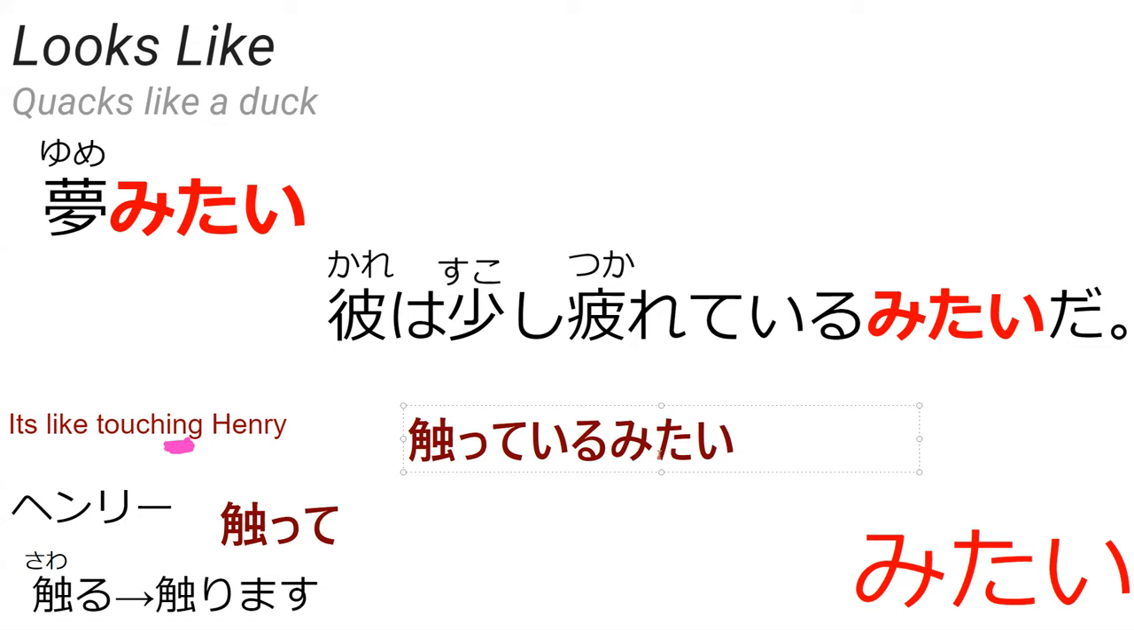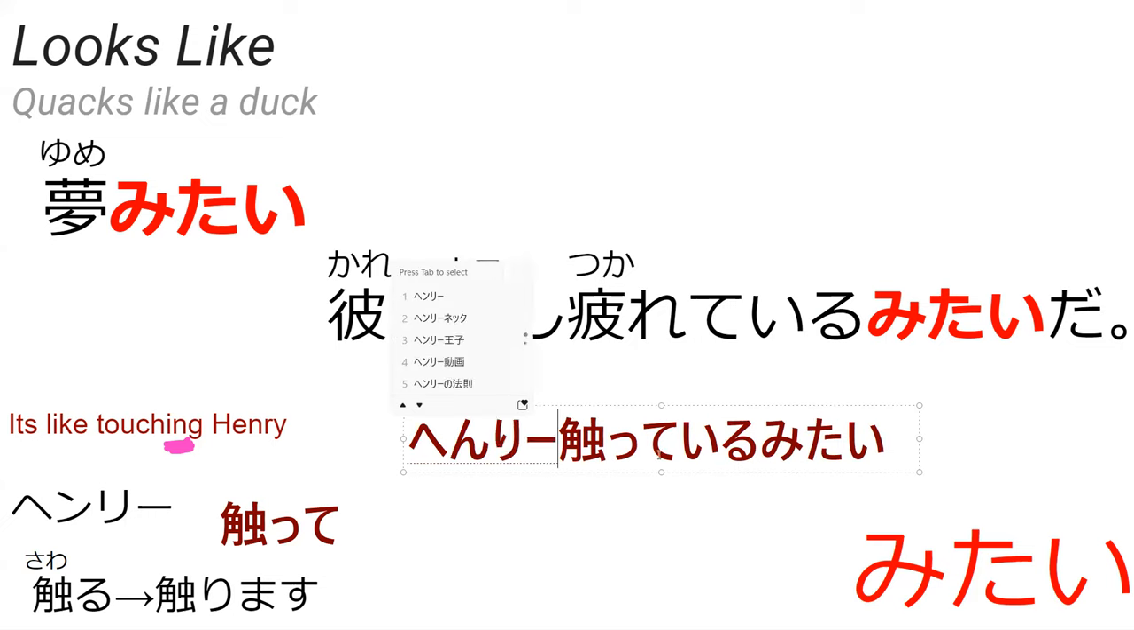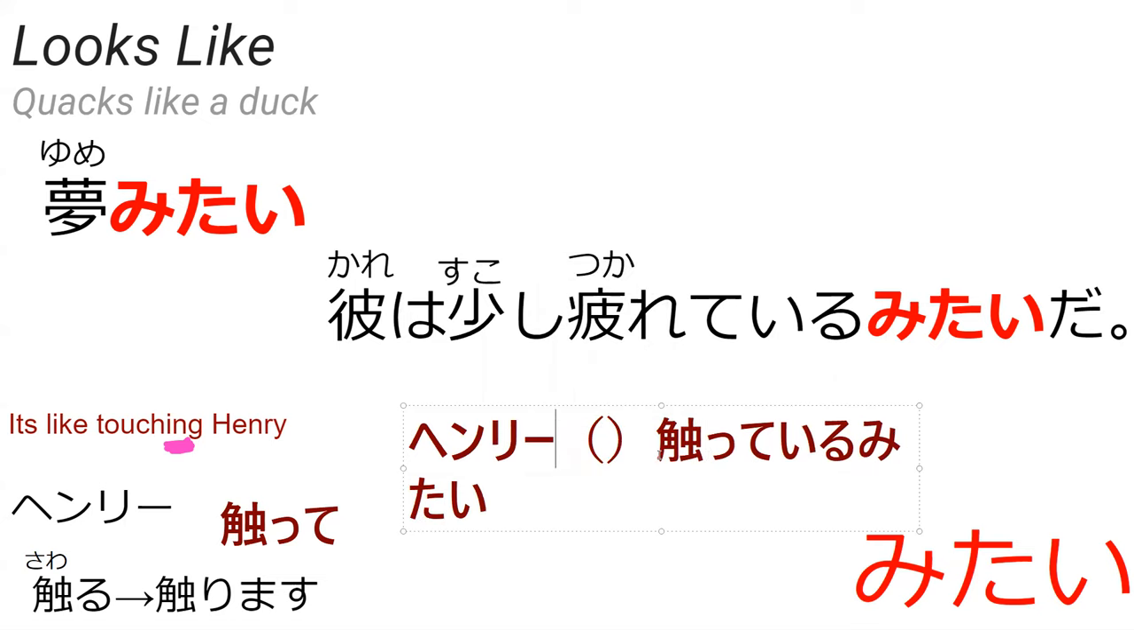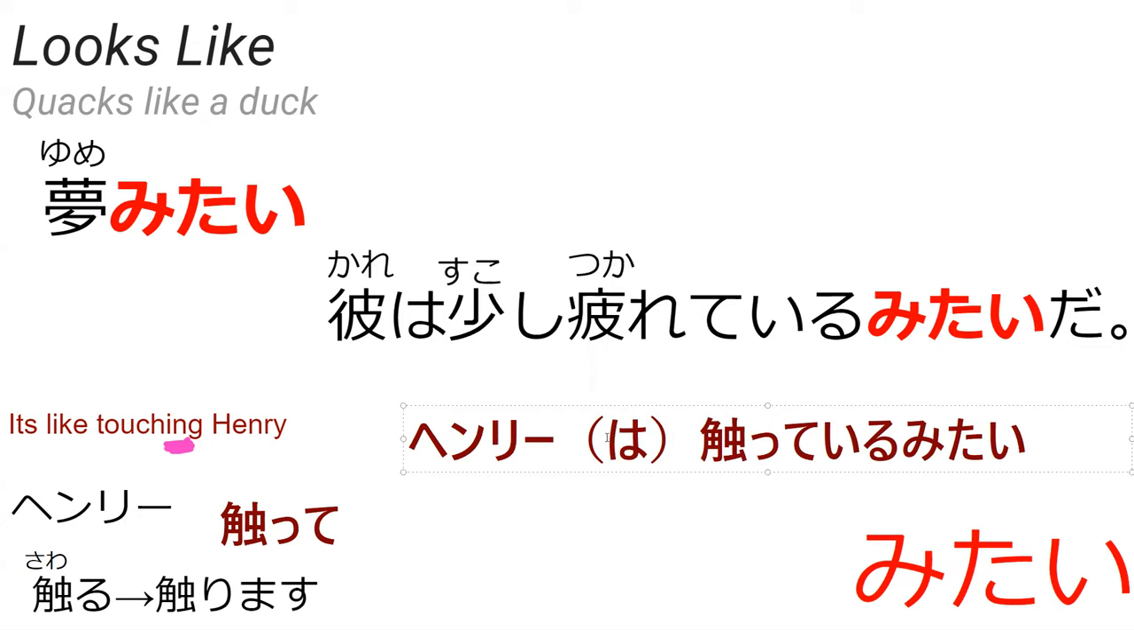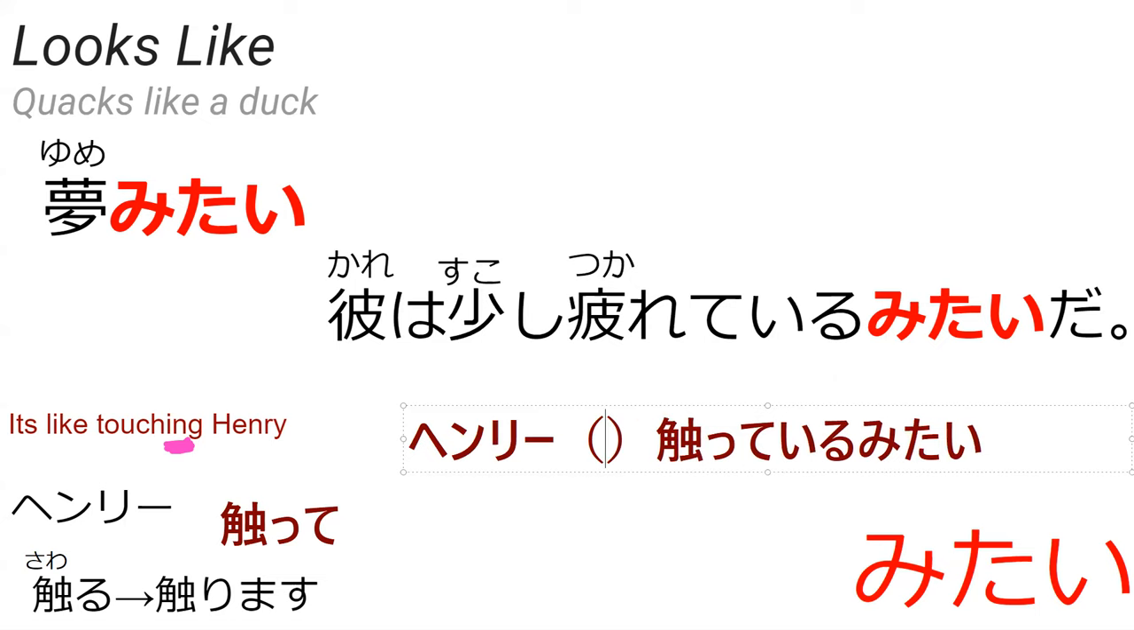So instead, Henry is going to be over here, and we're going to take a particle. What particle do you think we're going to give it? Like touching Henry. Henry what? This would mean for sure that Henry is the one who's doing the touching. Henry no is like Henry touching, so I don't think that's what we want. What's the object? Touching is the object. Henry o. Yep. Henry o sawatteru mitai. So it's like touching Henry.